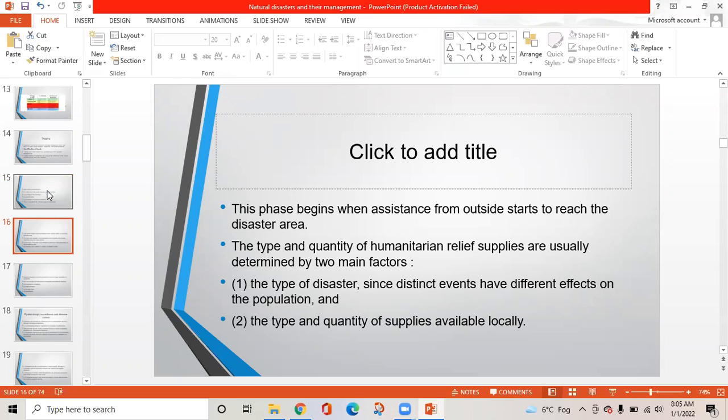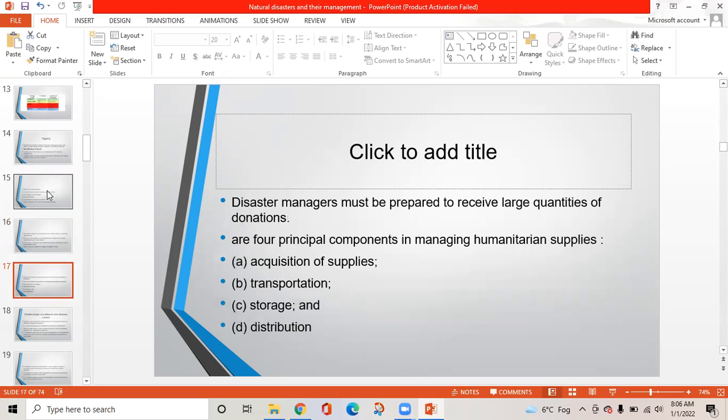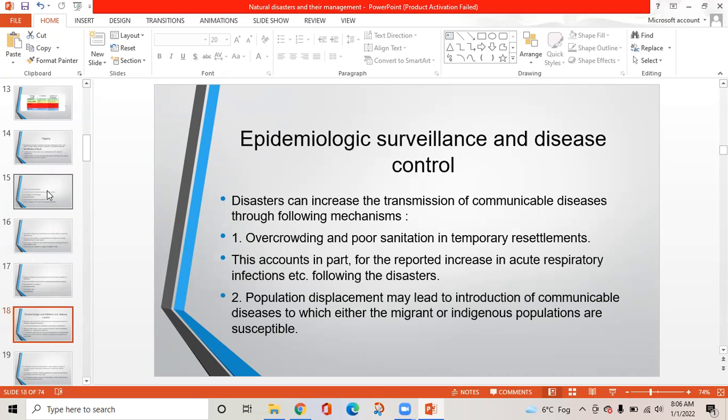This phase begins when assistance from outside starts to reach the disaster area. The type and quantity of humanitarian relief supplies are usually determined by two main factors. First is the type of disaster, since distinct events have different effects on the population, and second is the type and quantity of supplies available locally. Disaster managers must be prepared to receive large quantities of donations, and there are four principal components in managing humanitarian supplies. First is the acquisition of supplies, second is transportation, third is storage, and fourth is distribution.